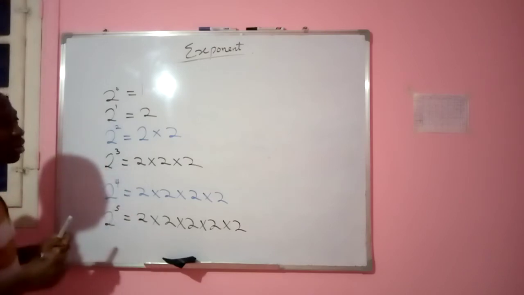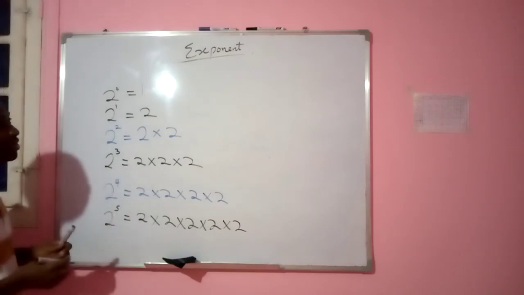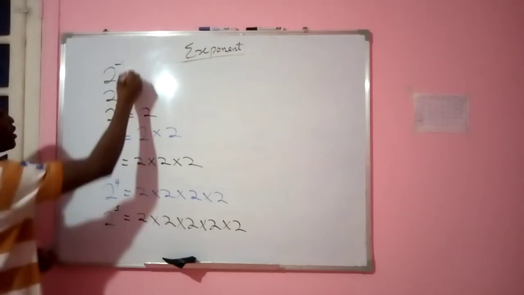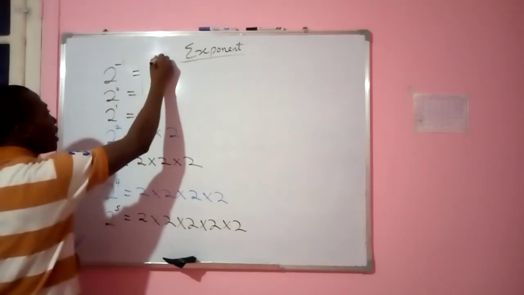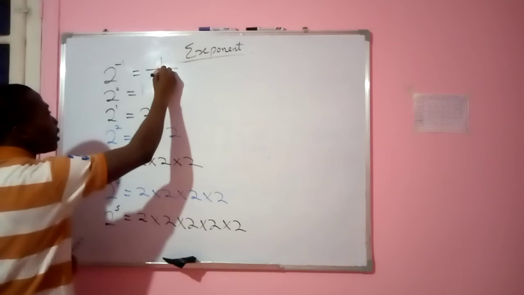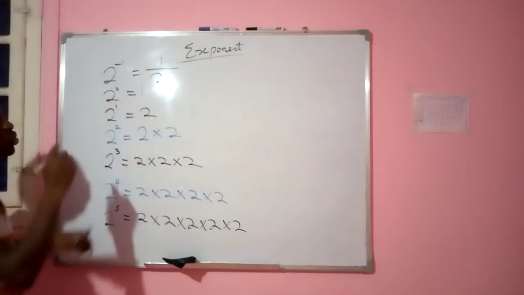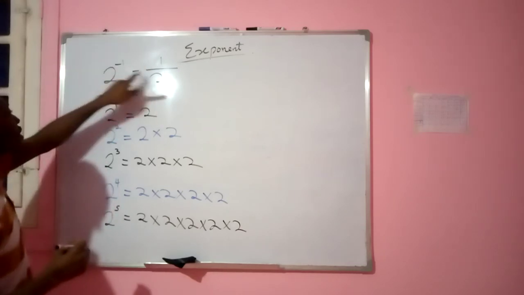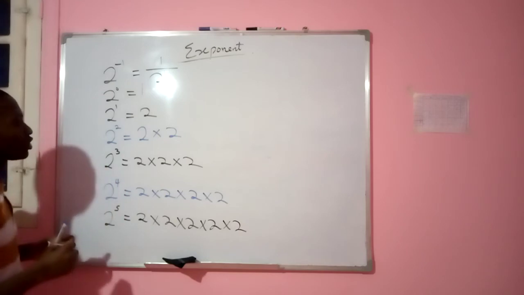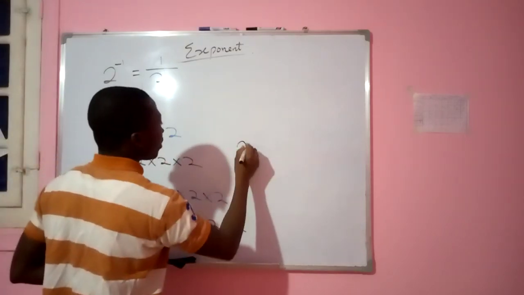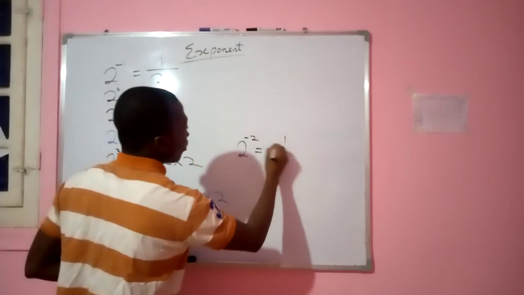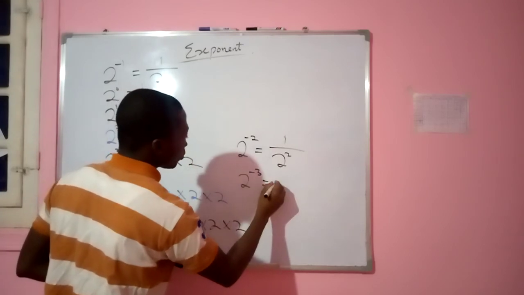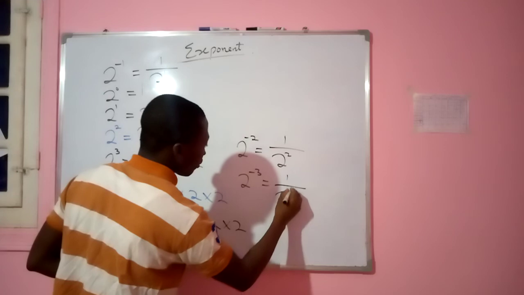The negative exponent is all about repeated division. Basically, we can have 2 raised to the power of negative 1. What does that mean? 2 raised to the power of negative 1 means 1 over 2 raised to the power of a positive exponent. We change the negative to 1 over, and you put the positive exponent on top of it. If we have 2 raised to the power of negative 2, that equals 1 over 2 raised to the power of 2. 2 raised to the power of negative 3 equals 1 over, don't forget, 2 raised to the power of 3.